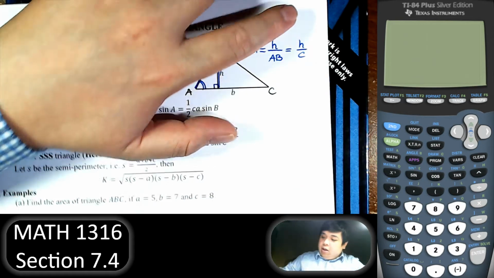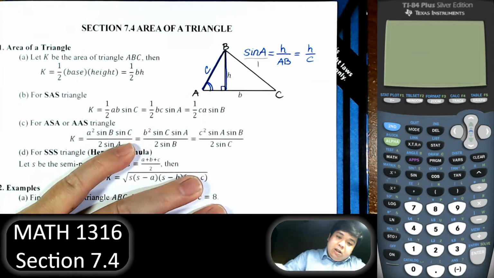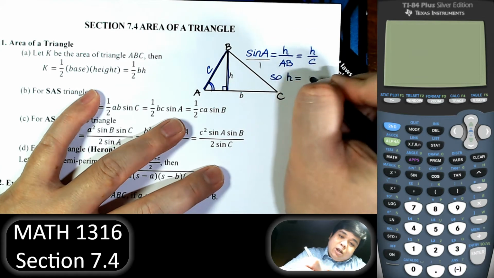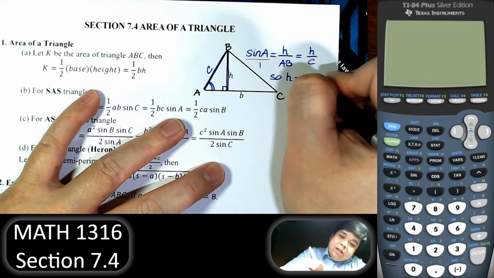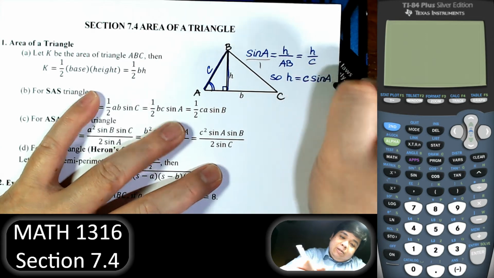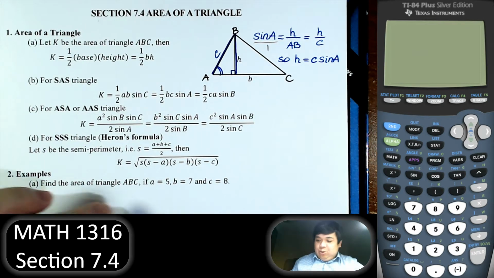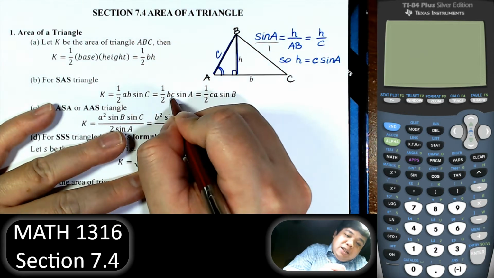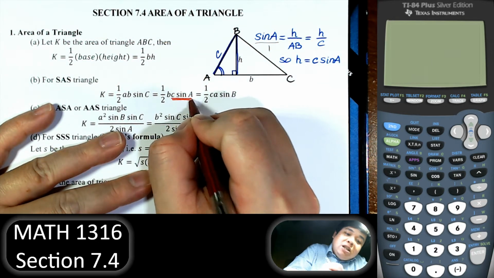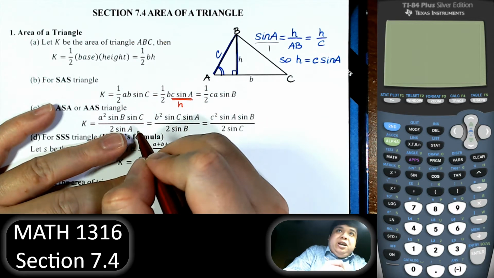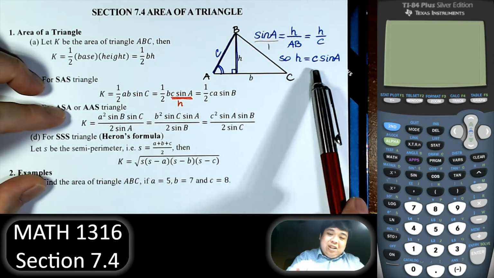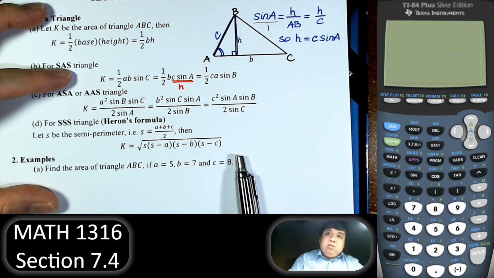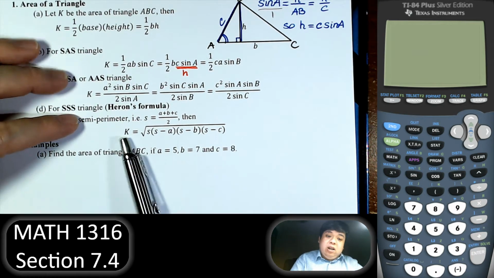So if we cross multiply, we have H is equal to C times sine of A. Now if we go back to this, we can see that we have C sine A, and what's that? H, right? So C sine A is equal to H, so 1/2 base times height. So the proof for this is easy. The proofs for the others are not easy, especially the last one, the Heron formula.